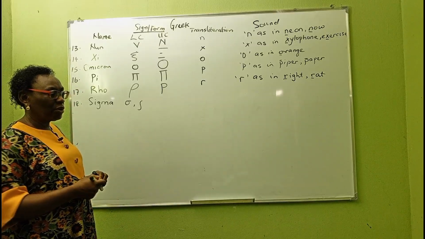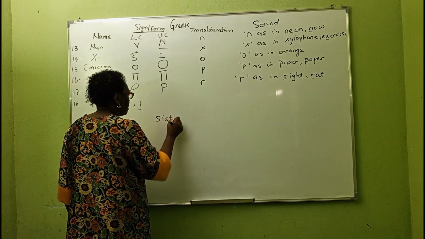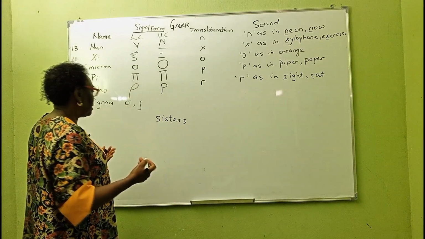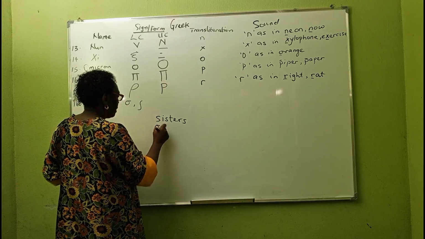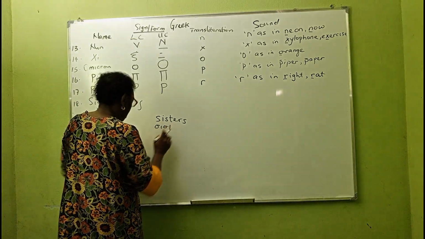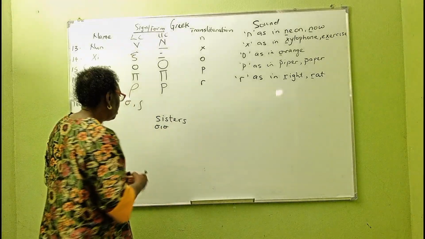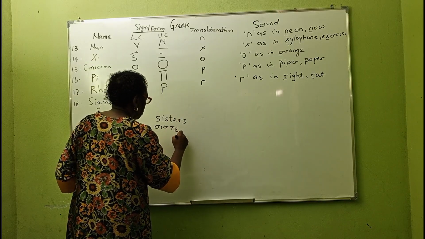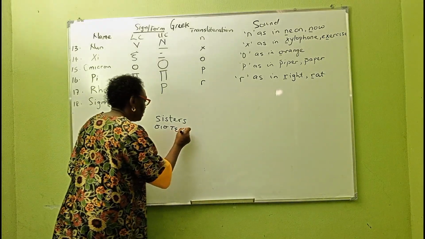For example, if I want to write "sisters" using Greek letters, the first S, I will use this one. I'll put it like this. This is my iota. The second S, I'll still use this one. And then I write my tau, which you have not come across. And then this is my epsilon. And then this rho. And then this is final sigma. Final sigma will take this form. It will be like this.